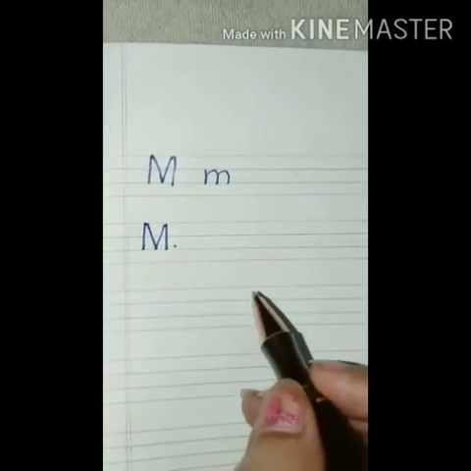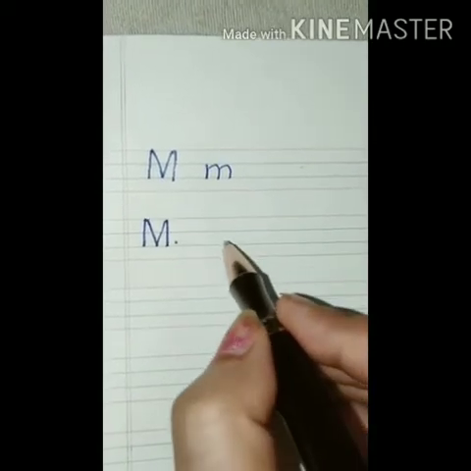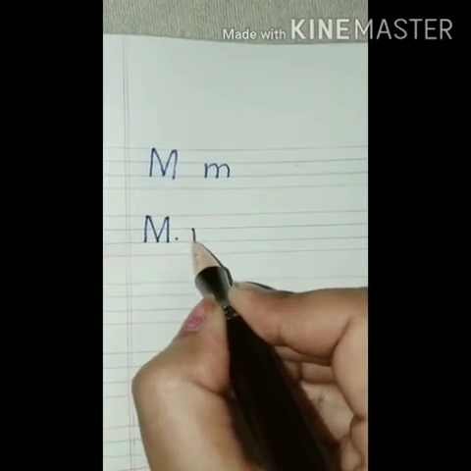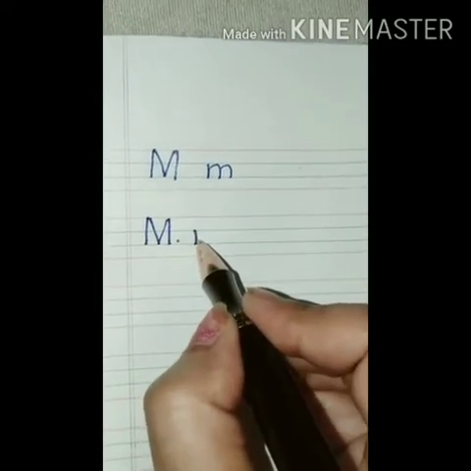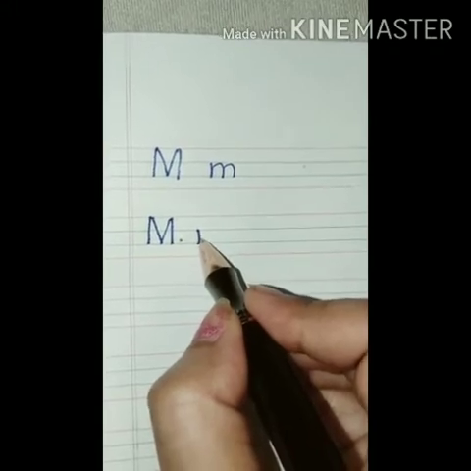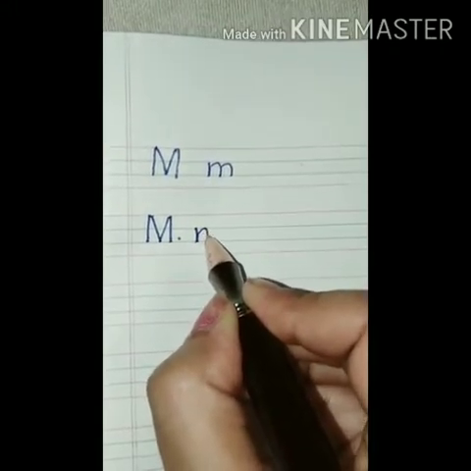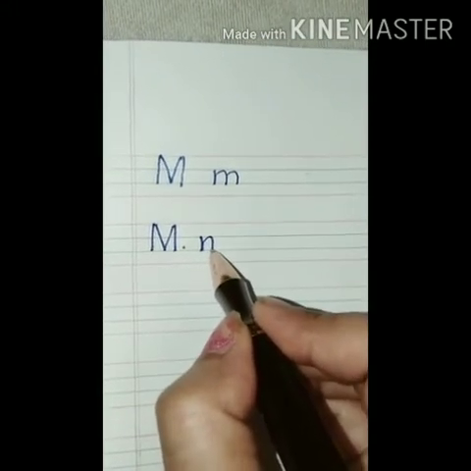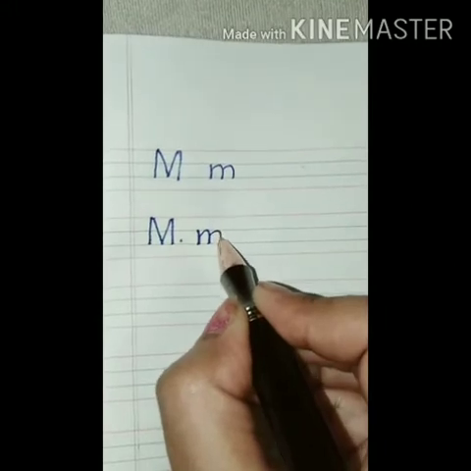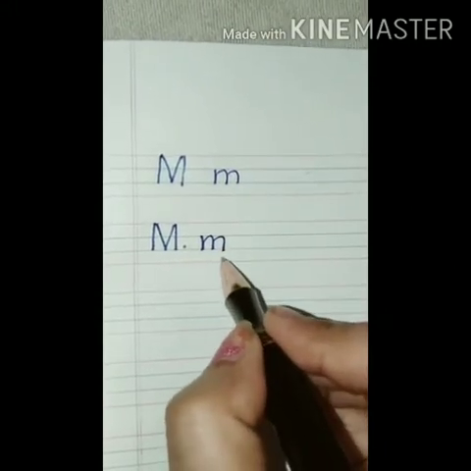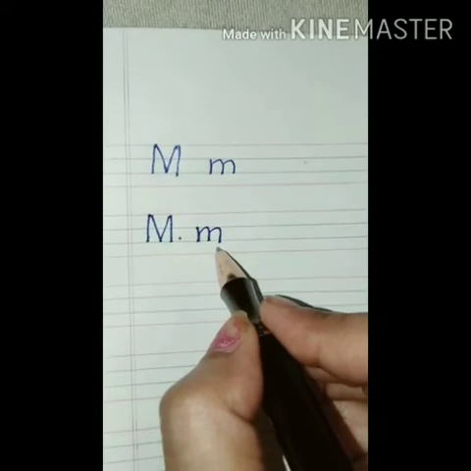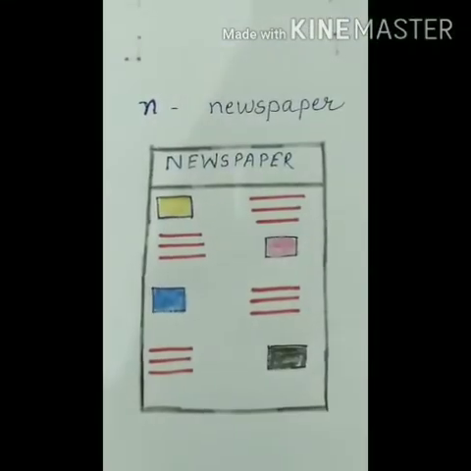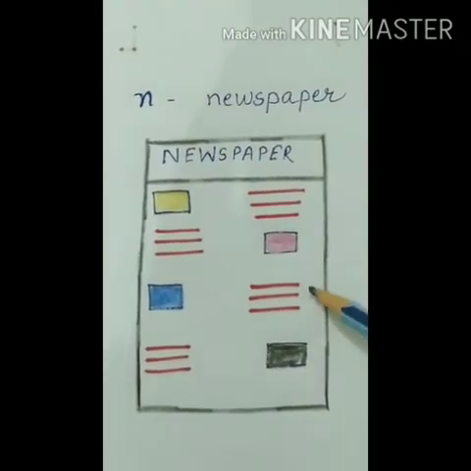We will start with middle line. We will make one small standing line like this. Now we will make a curve like this. Now we will make one more curve. Do like this. This is small m. Kids, tell me, which picture is this?